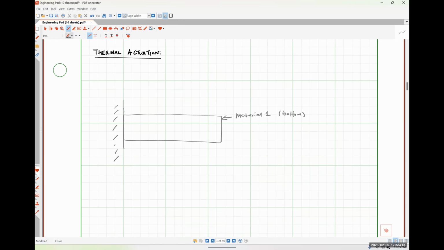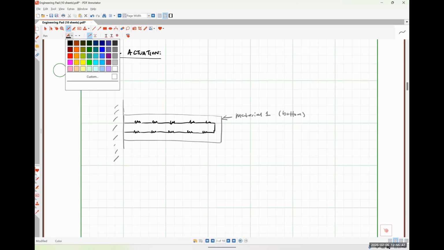We could, if we were so inclined, integrate wires into the surface of this beam. And I'm drawing these as resistors because we are going to make sure that the wire that we're integrating here has sufficient resistance so that it heats up when we pass a current through it, right?